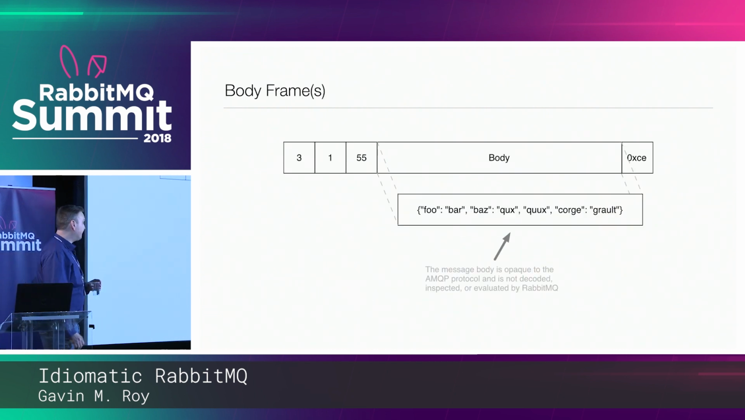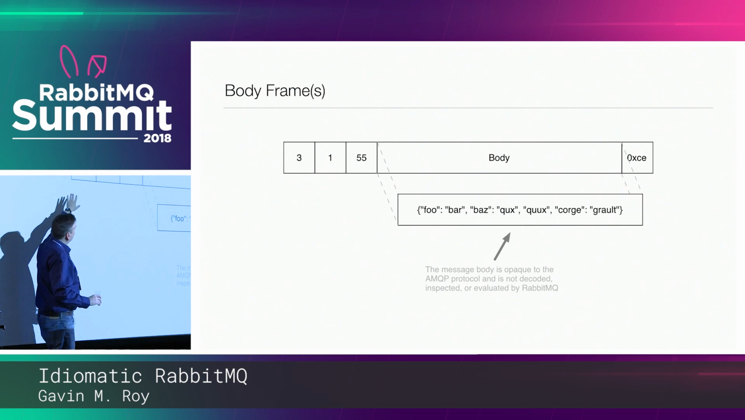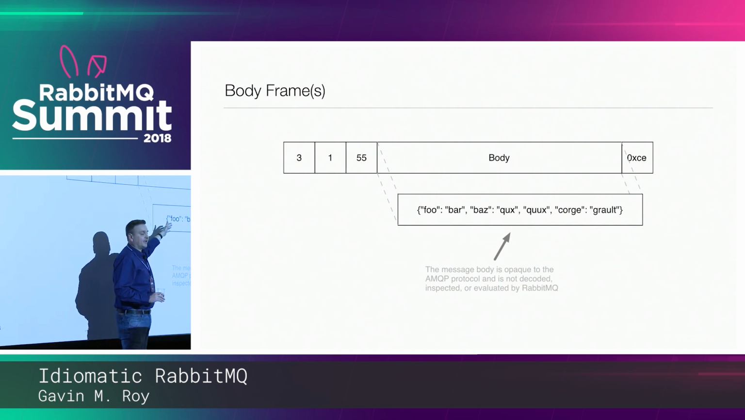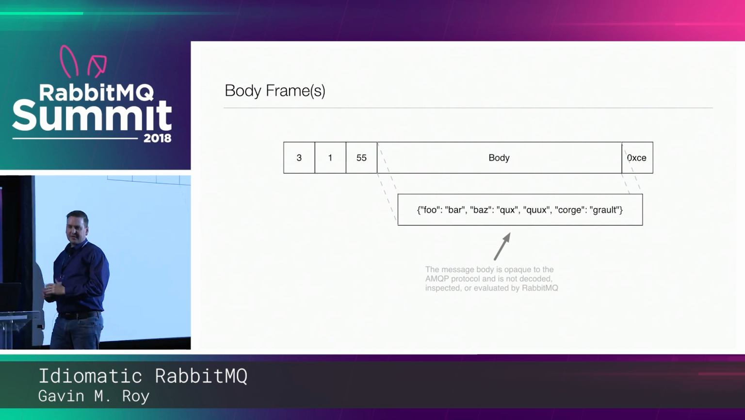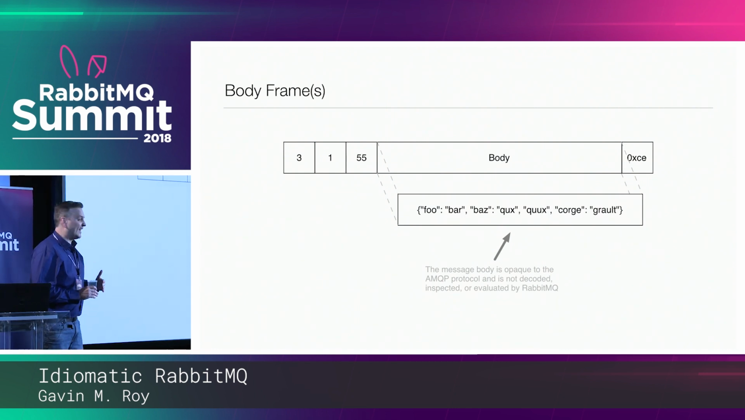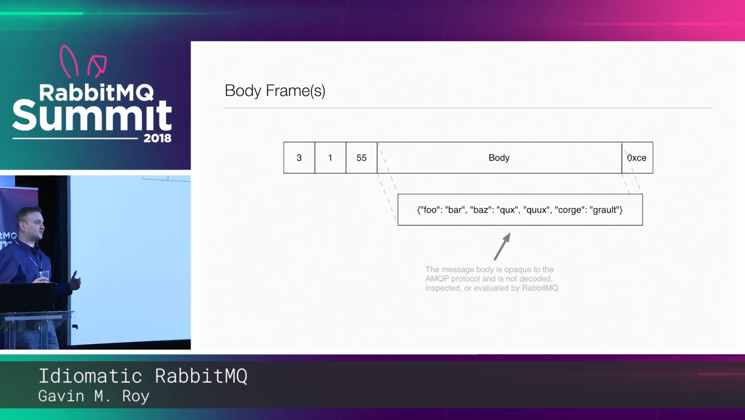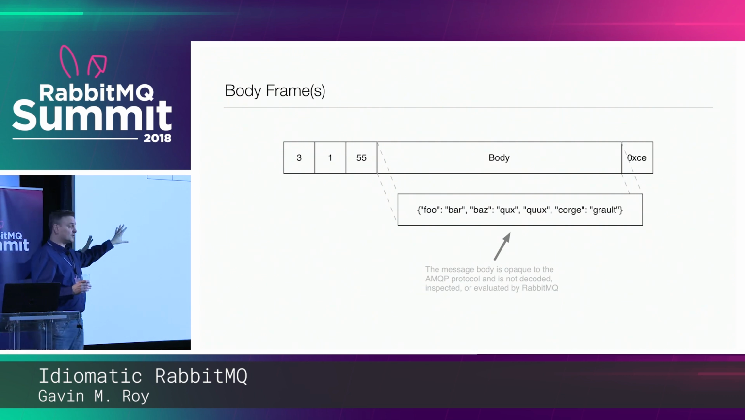And finally, we have the body frame. Notice this is a different frame type, 3, and on channel 1, and we have 55 bytes worth of data, and in this case we have a JSON payload. The JSON payload is opaque. The actual message body that goes into RabbitMQ is opaque, but it's the only thing about your message that's opaque to RabbitMQ, that it doesn't interrogate when your message comes in. When you're publishing to RabbitMQ, it actually is looking at, for example, the content headers and decodes the AMQP frame every time.